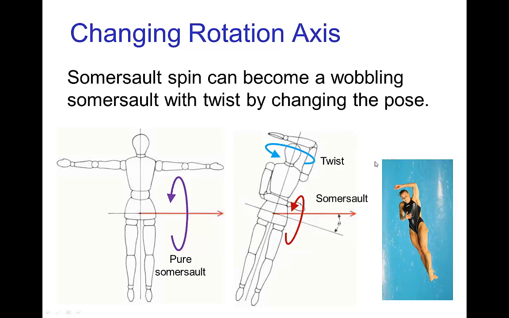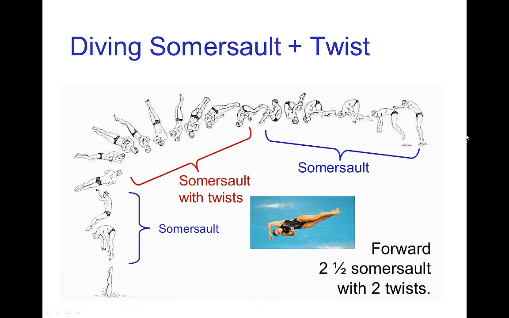So we often see this in divers, where they may start with a simple somersault and go into this pose where they're crossing the arms, and that adds a twisting rotation to the somersault. Here's a sequence of images illustrating that. So this is a forward 2.5 somersault with 2 twists. So we start with somersaults, then the diver changes to this pose. In that pose, we still have a somersault rotation with a twisting motion on top of that, and then they bring the arms back, which returns them to a somersault rotation.